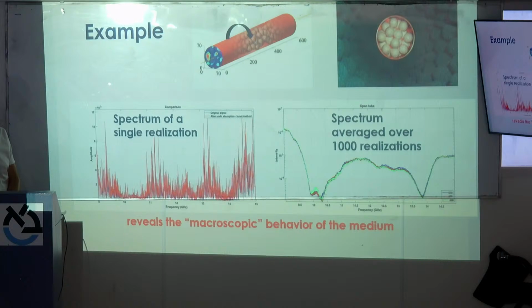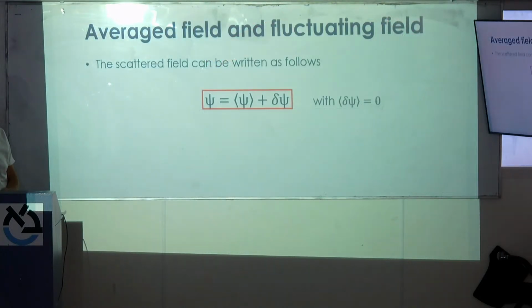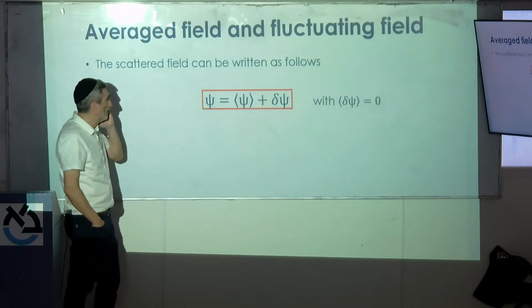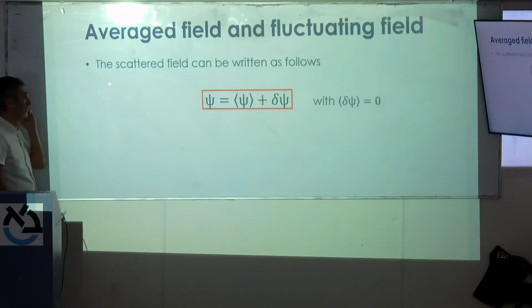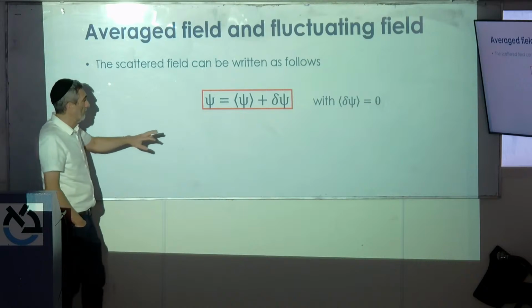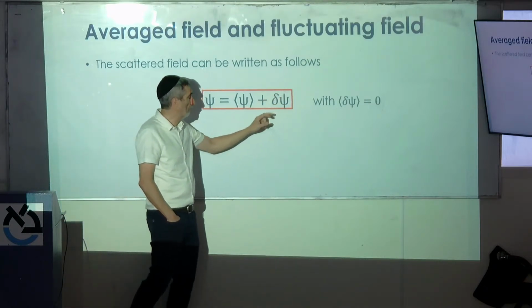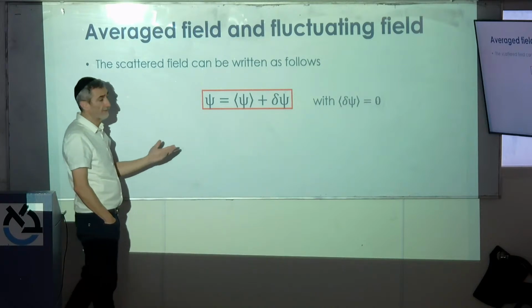So let's use this averaging procedure. Okay, and let's average the field. So we take our field psi here, and we can write it as follows: psi is the average psi plus some fluctuation around the average.